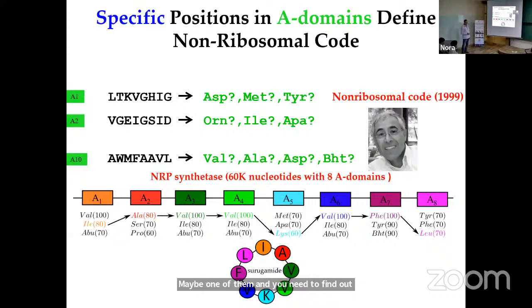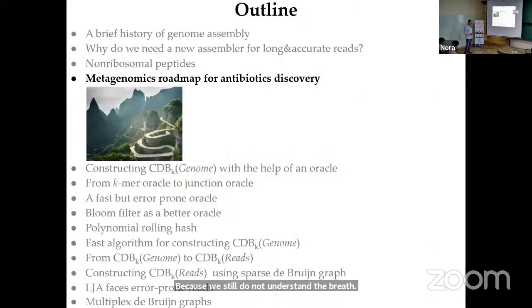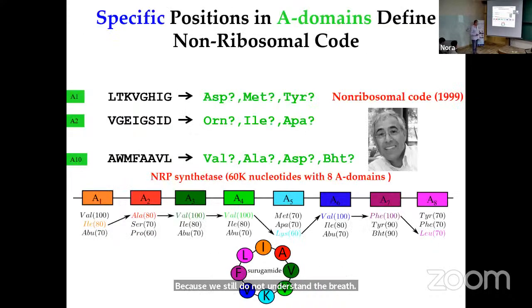And this is a big problem today in trying to sequence antibiotics or non-ribosomal peptides, because we still do not understand well how non-ribosomal code works. Okay? Is this mechanism for non-ribosomal peptide synthesis clear?